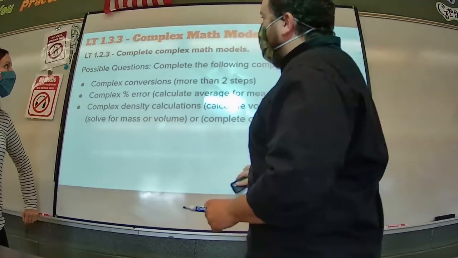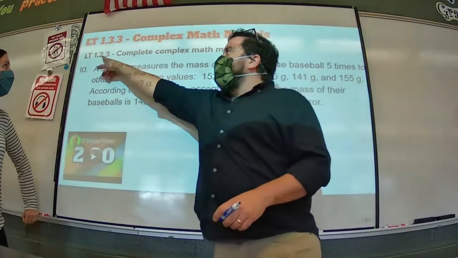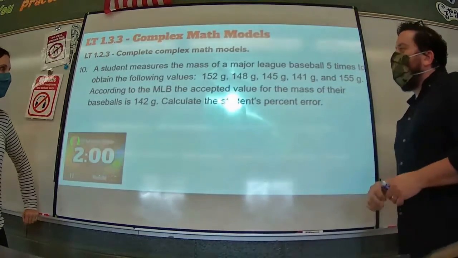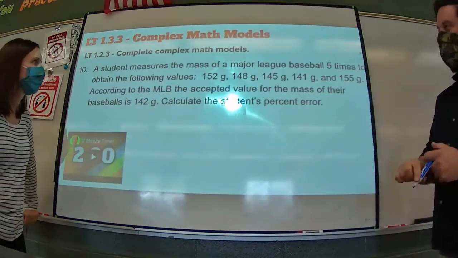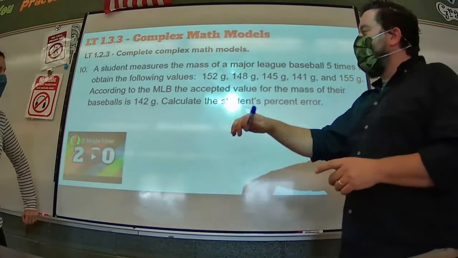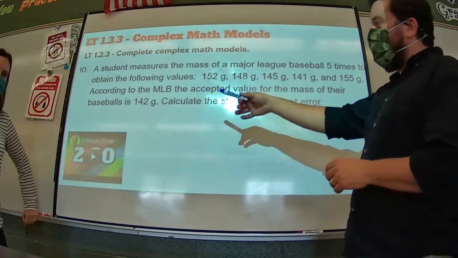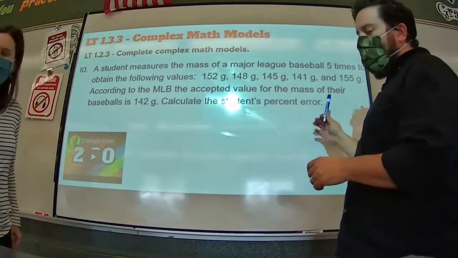It is a 3.0 level math calculation, and there's a giant typo right there. It should say 133. So we've got a student that measures the mass of a Major League Baseball 5 times to get the following values. They're listed right here, all 5 of them. According to Major League Baseball, the accepted value for the mass of their baseballs is 142 grams. We want to calculate the student's percent error.